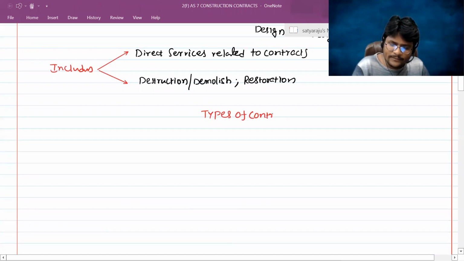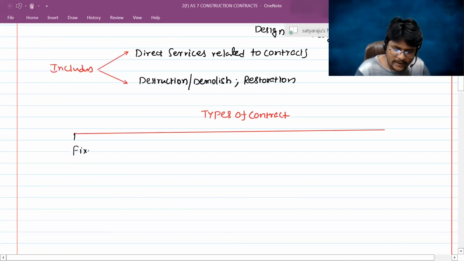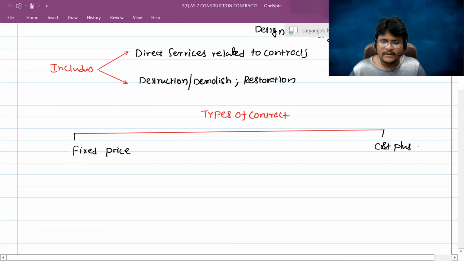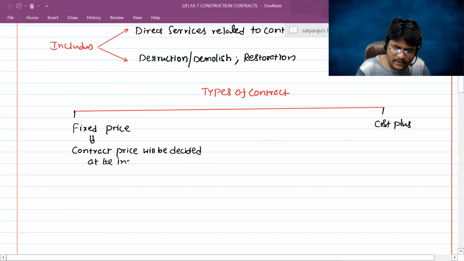So types of contract. There are two types. What are those two types? One is fixed price contract. Another one is cost plus contract. Sir, in case of the fixed price contract, the price will be decided at the inception of the contract itself. Inception means the initial time of the contract itself.